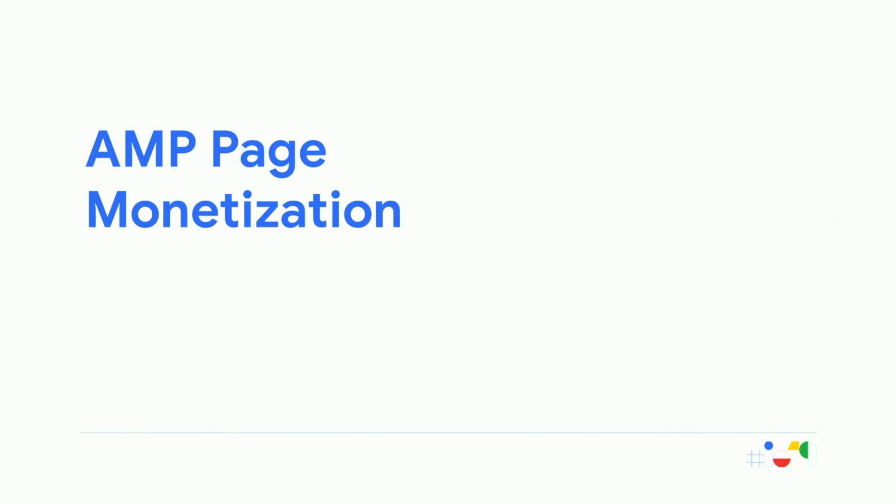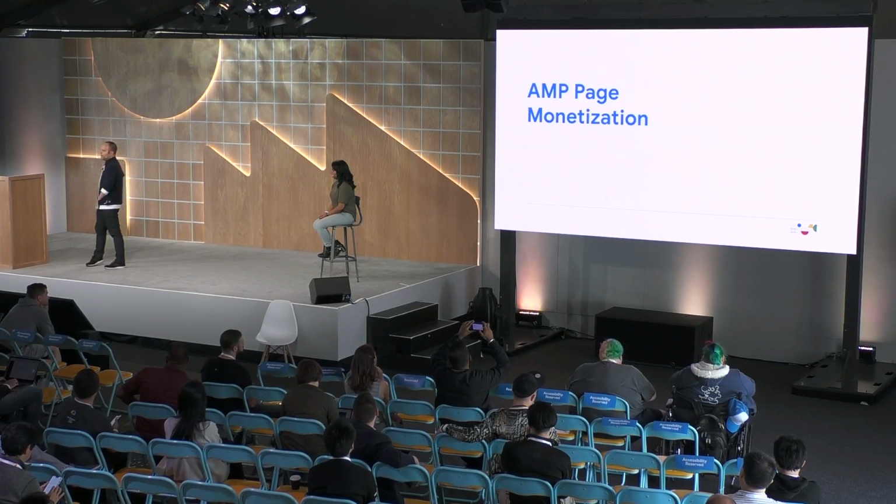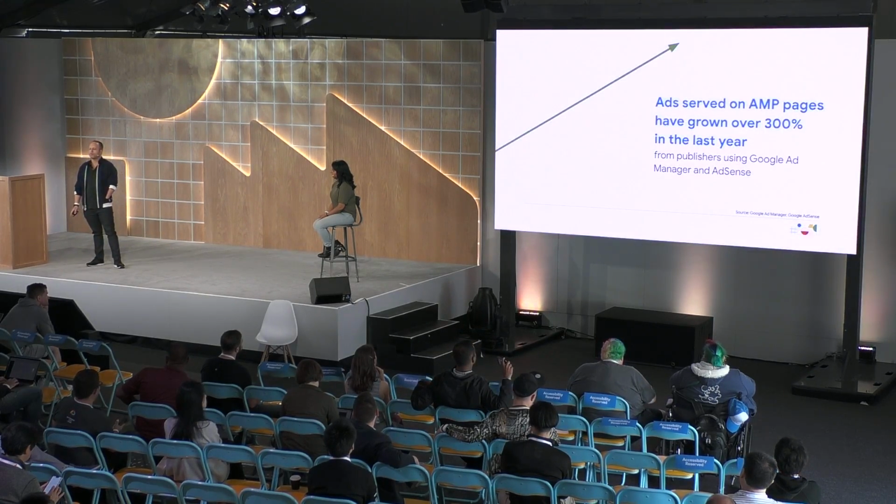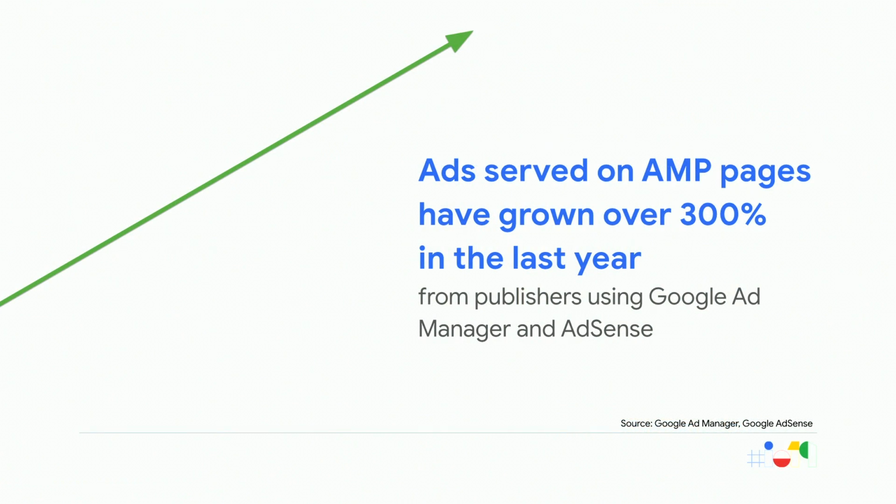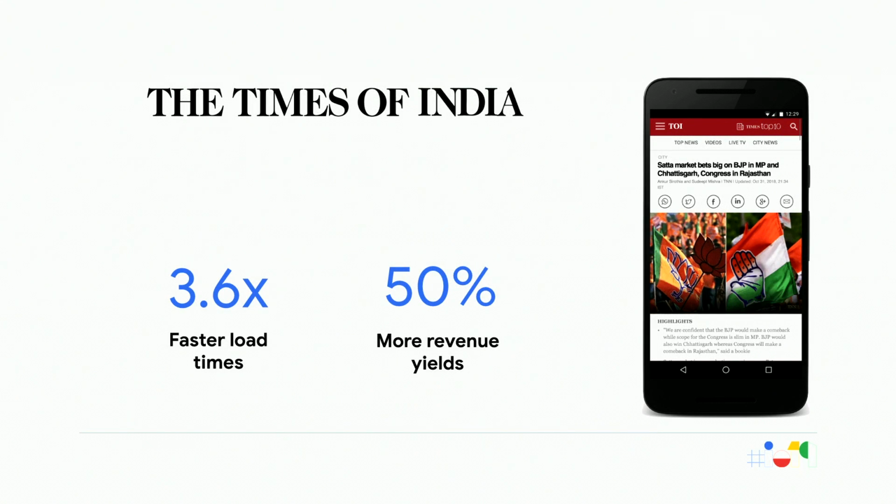But in addition to the new AMP HTML ad format, publishers themselves are faring well with monetization on AMP pages directly. And that's partly because we've launched a number of features for monetizing AMP pages. And over the last year, we've seen huge growth in adoption here, resulting in 300% more ad requests from publisher AMP pages compared to the year prior for publishers using Ad Manager and AdSense. Now, one publisher who has seen success with monetizing AMP pages is the Times of India, one of the largest publishers in India. Their AMP pages load 3 times faster than non-AMP pages, and that meant that they were able to improve per-page revenue yield by a pretty remarkable 50%.